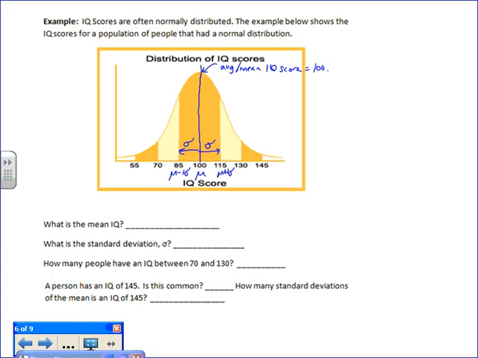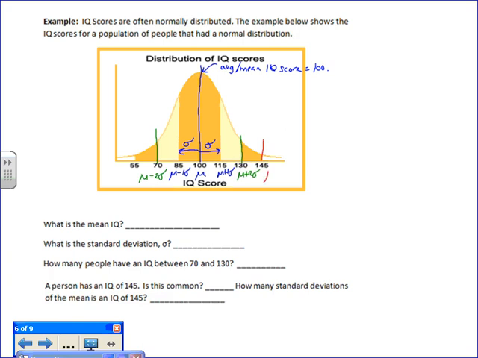So right away I can start to make some sense of this graph. I see that the next value after 115 is 130. Well, that's another 15, so there's another standard deviation away from the mean. So 130 right here, and 70, those represent 2 standard deviations away from the mean. So 130 is the mean plus 2 standard deviations, and 70 is the mean minus 2 standard deviations because it's below the mean. And finally, 145 is the last one.